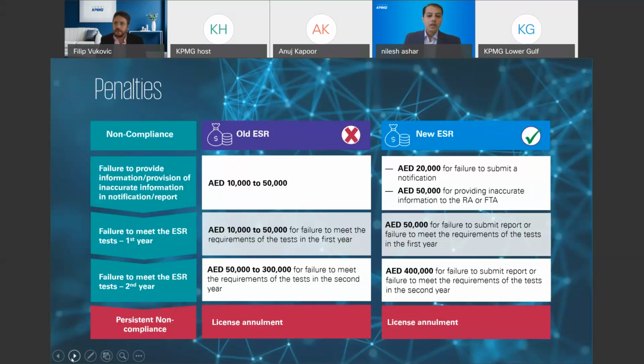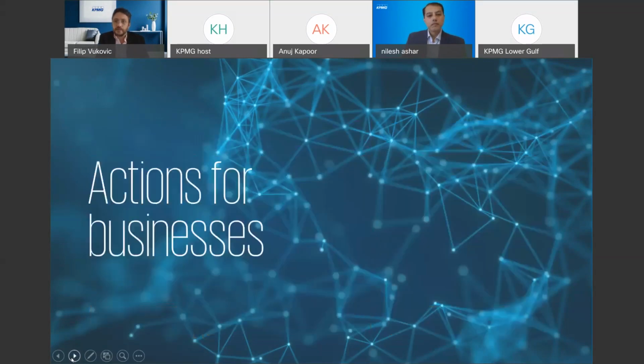Well, thanks a lot, Nilesh, for the inputs. Now, if we go to the next slide, I would ask Anush, having heard these 3 pillars of changes and having taken a look in a little bit of depth at what is happening, what would be your message and the key takeaways for businesses across the UAE to implement and make sure that they are in compliance with the changes of the rules?